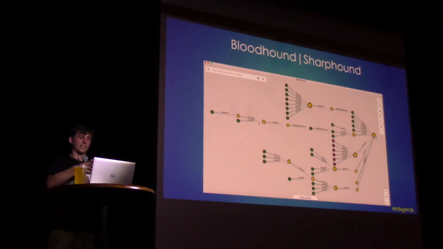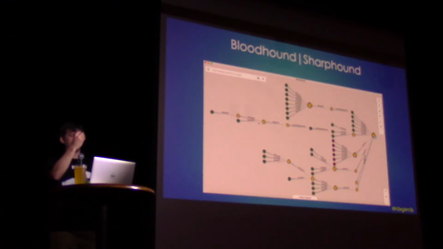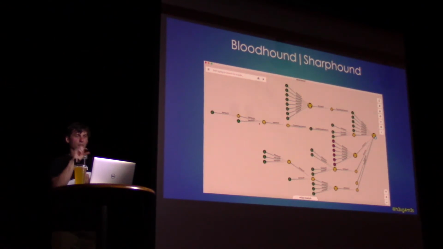And it outputs these nice little graphs for us that show the hops that we need to take to domain admin. That's the overall goal of what we're going for here. In this picture, those little green dots that you can't really see are users, the yellow dots are groups that they're in, and any little red dot is a computer.